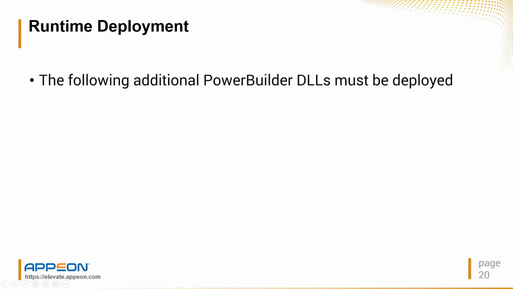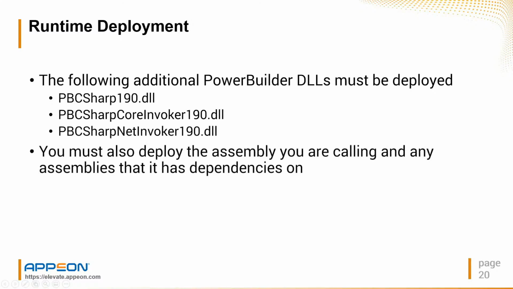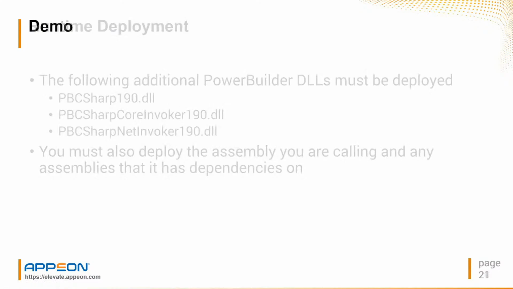And then runtime deployment. There are a few additional runtime DLLs that we need to deploy if we're going to use the .NET Assembly Importer. There's the PBC Sharp 190, PBC Sharp Core Invoker, PBC Sharp Net Invoker, and then any assembly that you're actually calling, obviously, and any assemblies that it's dependent on also have to be deployed or available on the system that you're deploying to.